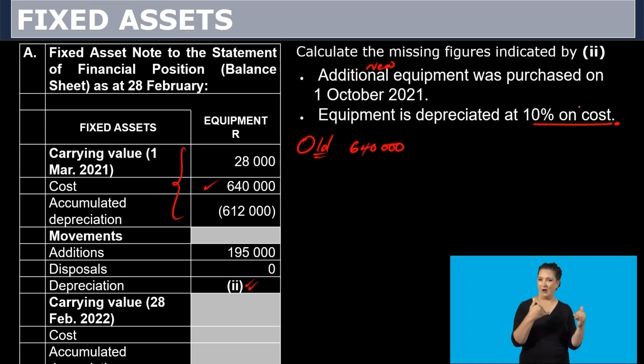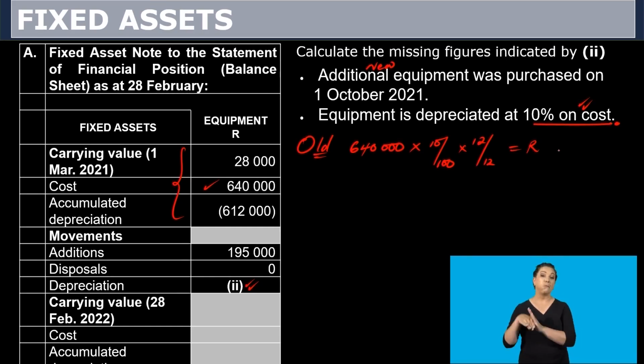And depreciation is calculated at 10% on cost. That means I'll now say 640,000 multiply by 10 over 100 multiply by 12 over 12. This would then give me my depreciation amount, which is 64,000. Okay. Now, this amount seems as if it is correct, but in actual fact, it is wrong. Why would I say that?